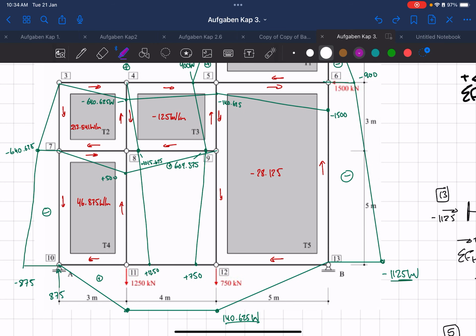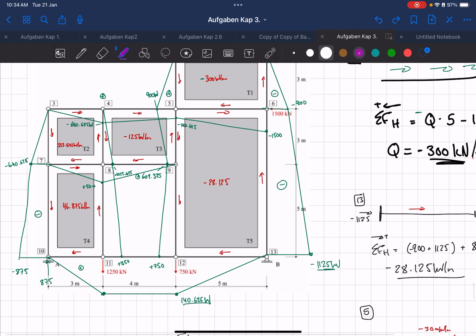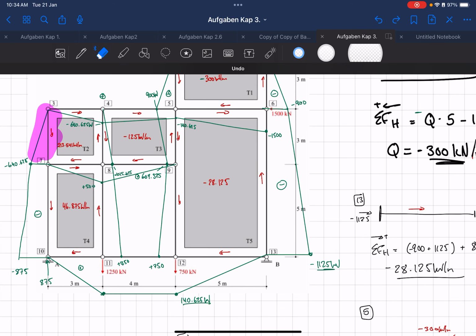You should have at least 46.875 first or this one first. Also you can't find out what this looks like without having at least one of them.